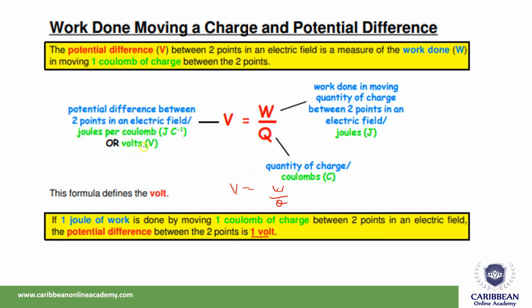So you might need to know how to define volts, and volt is obviously the unit for potential difference. All right. So you can either say volts or you can say joules per coulomb, because work is in joules and charge is in coulombs. So you can either say joules per coulomb or volts. So that's what potential difference is. All right.